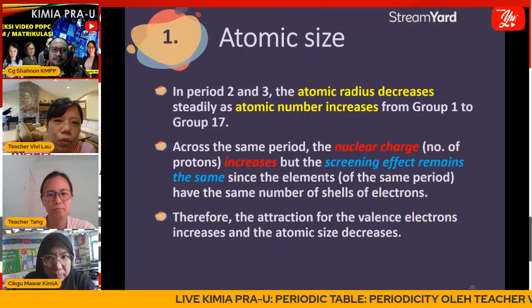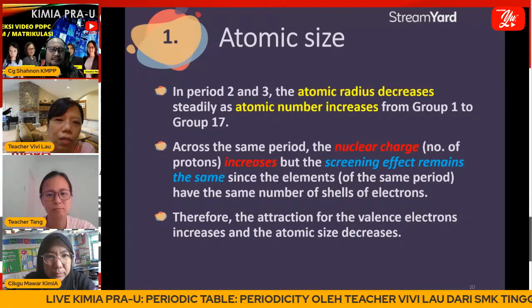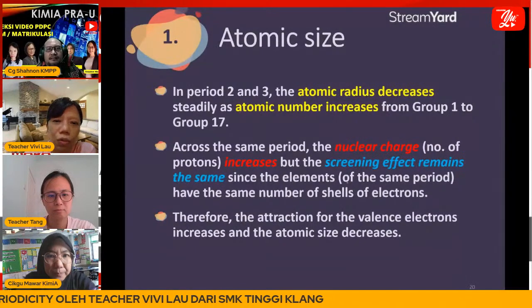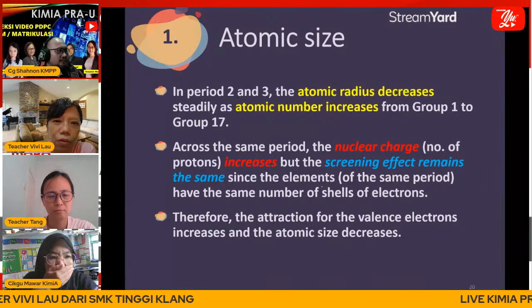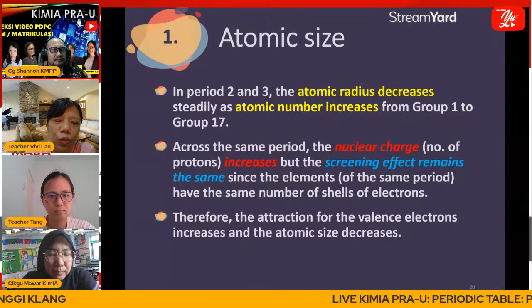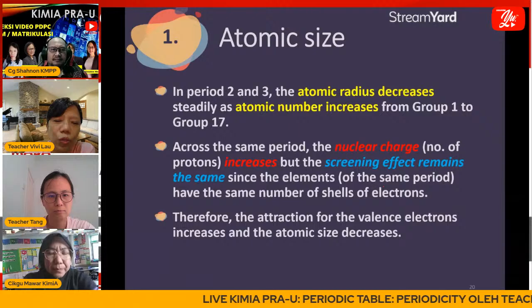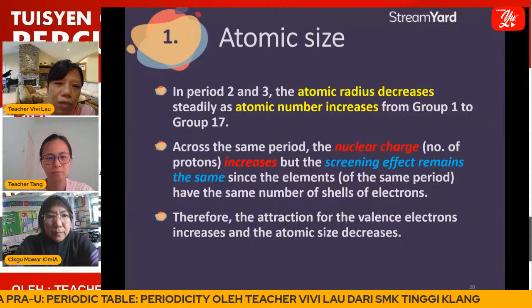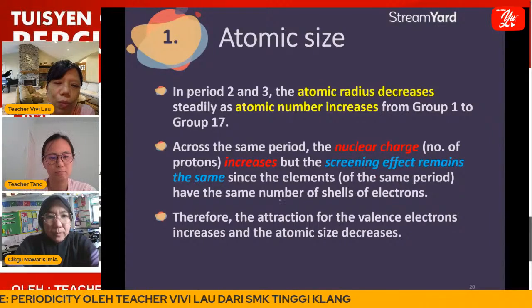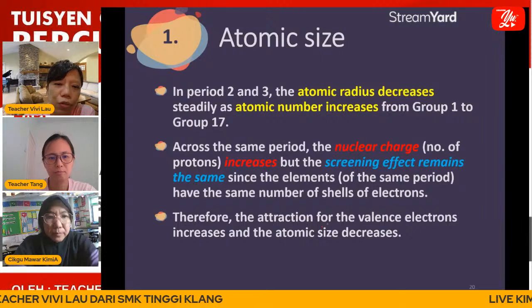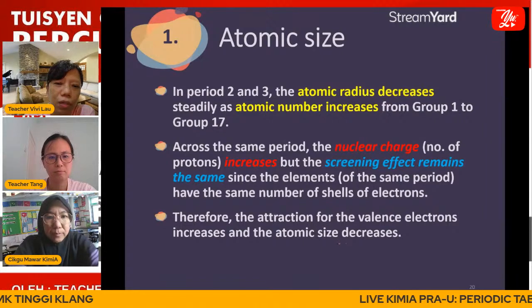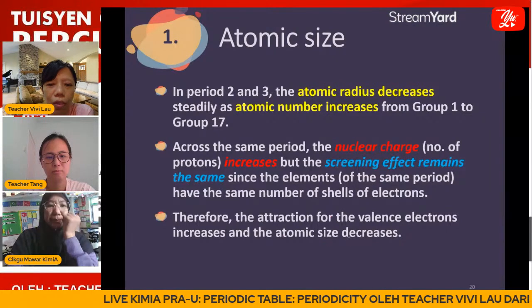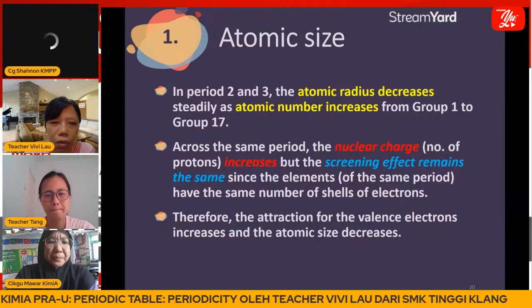So in periods 2 and 3, the atomic size decreases steadily as atomic number or proton number increases. The nuclear charge increases, while the screening effect remains almost the same because the electrons are added to the same shell. Electrons in the same shell do not shield each other effectively, and the number of inner shells is the same. Therefore, the attraction for the valence electron increases and the atomic size decreases. Effective nuclear charge increases, so the attraction increases and atomic size decreases.